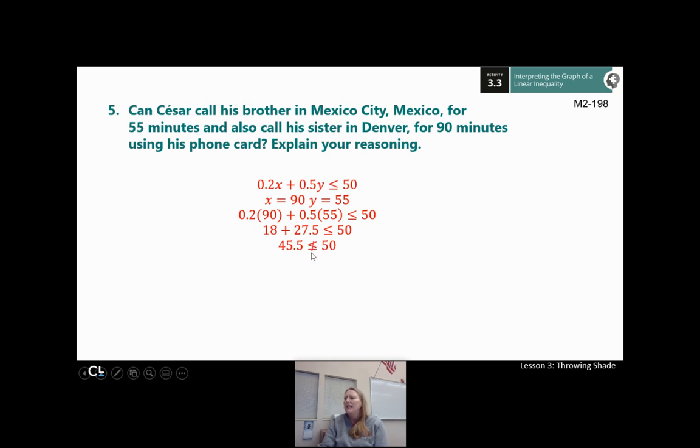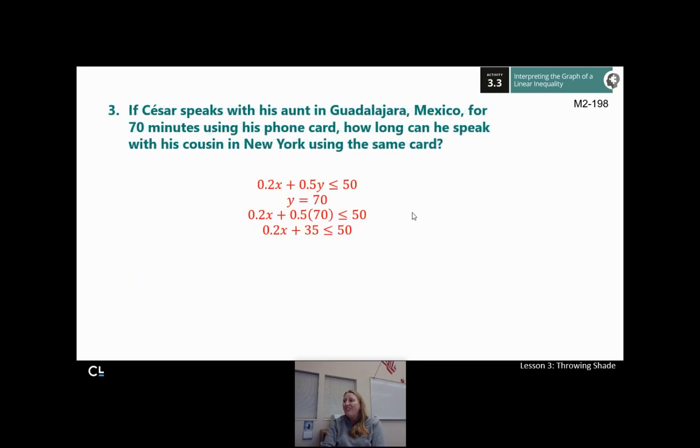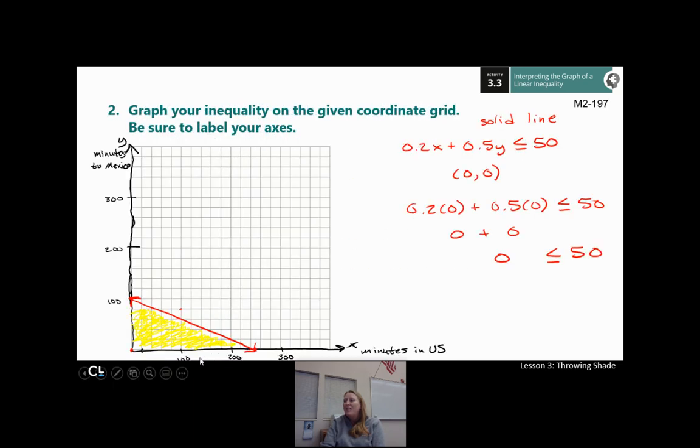Ooh, and that should say that it is, sorry, that one's okay. Hang on. I will fix it. That one is less than or equal to 50. So yeah, actually that one does work out. That one's okay. And in fact, if you wanted to double check it, you could see if 90/55 is in the shaded area on your graph, right? We can come back, we can check.